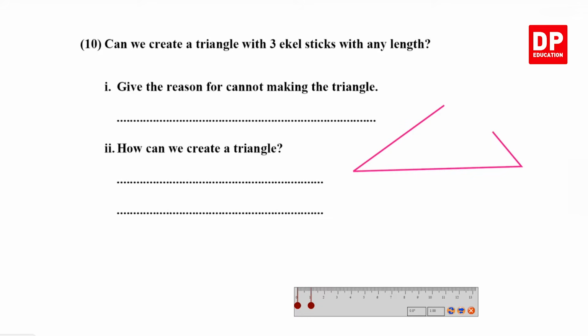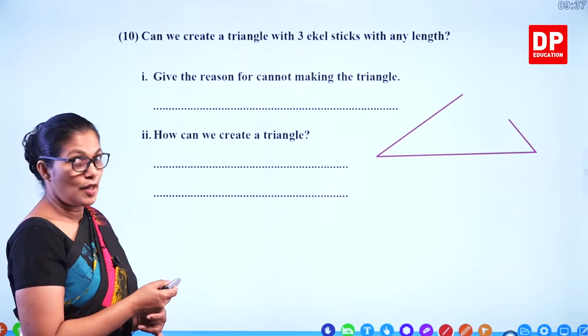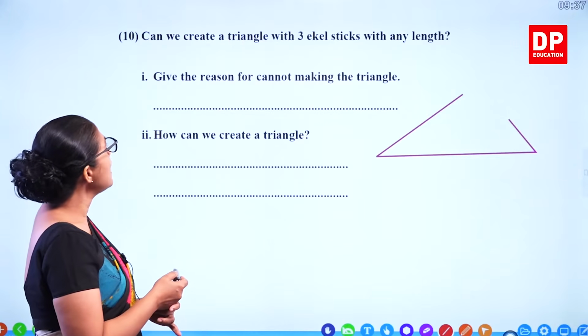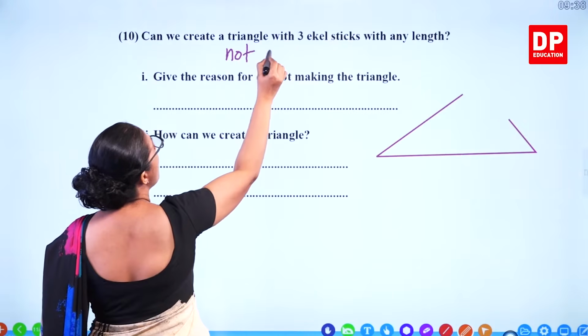Can we create a triangle with 3 equal sticks of any length? Now you know that. Can we do that? So you can write down: not always.